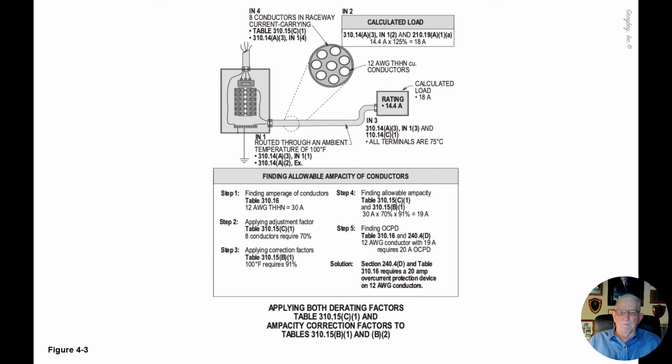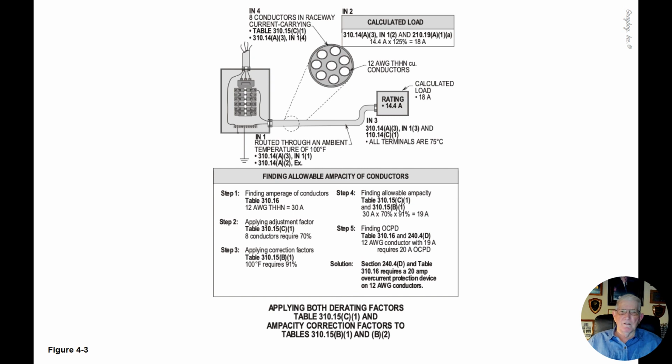So applying step 3, we go and reference our table 310.15B1, and based upon 100 degrees Fahrenheit in the 90 degree column, we have a 91% derating factor that we use. Step 4, 310.15C1 now. We are applying step 2, the 70%, and step 3, the 91% value. And when we do our math, 30 amps times 70% times 91%, we come up with 19 amps.